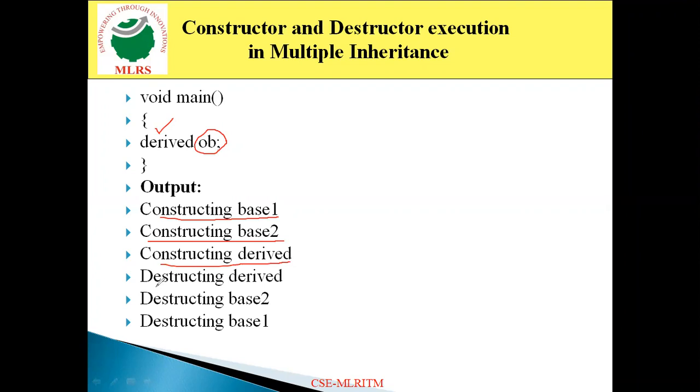Then after that it executes the destructors. First it executes the Derived class destructor, so "destructing Derived" will be displayed. This is in reverse order. So after that it executes the Base2 destructor. Then after that it executes the Base1 destructor. So this is the way constructors and destructors execute in multiple inheritance.